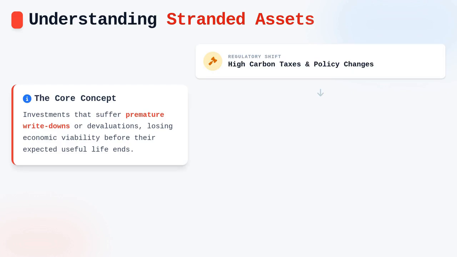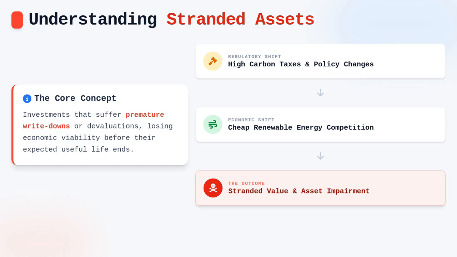Consider a coal-fired power plant that was projected to operate for 40 years but becomes commercially unviable after 15 due to the introduction of a high carbon tax or a surge in cheap renewable energy competition. The unrecovered capital expenditure remaining on the balance sheet represents the stranded value, which must be impaired or written off, potentially triggering a broader reassessment of the company's enterprise value.